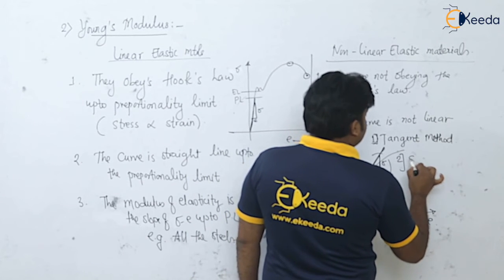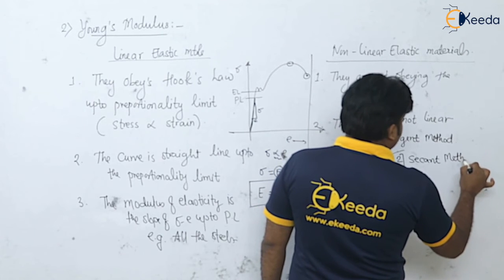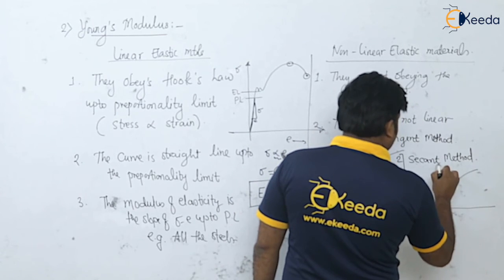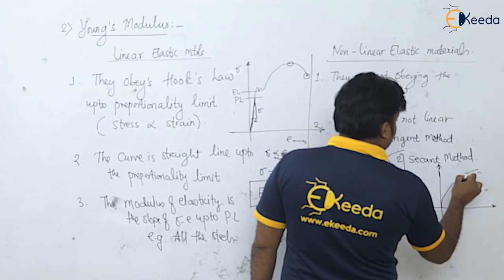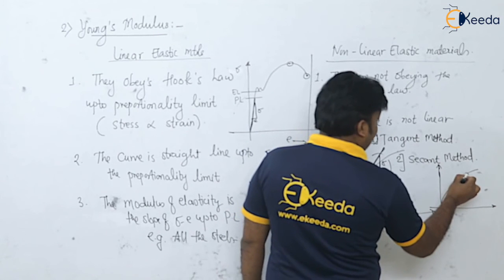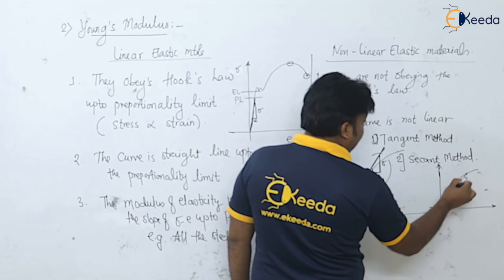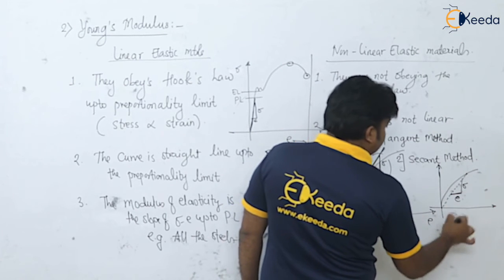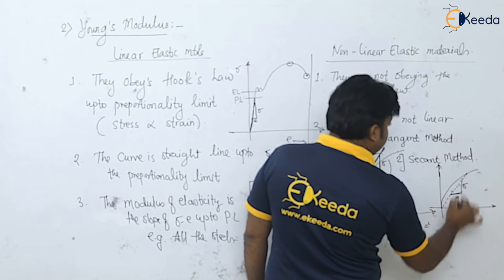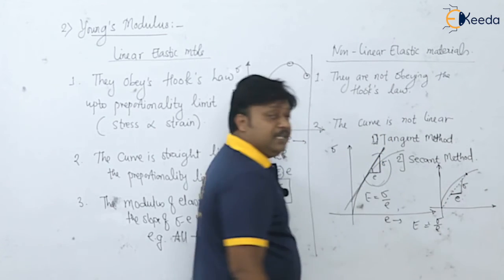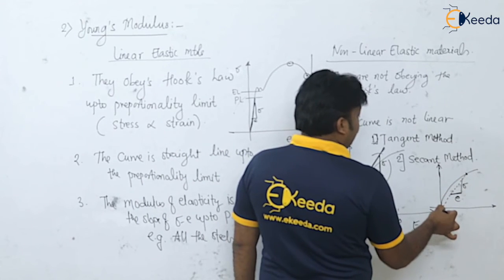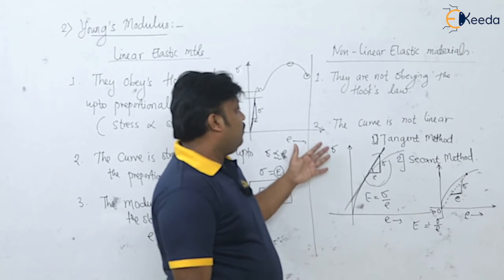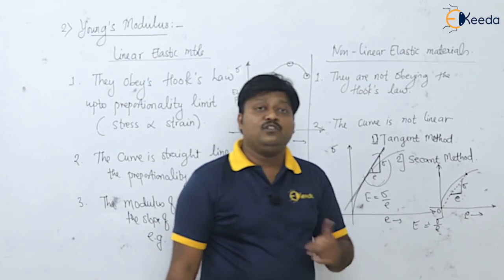Or the other method you have, that is the secant method, isn't it? In the secant method, what are we going to do? If this is the curve for the stress strain diagram, at any point where you want to measure the modulus of elasticity, from that point you join to the origin, and you take the slope of that line, that is sigma upon e, and you will get the modulus of elasticity with the secant method. Any point where you want to find out the value of Young's modulus, you attach that point to the origin, isn't it? You will get the Young's modulus. So these are the two techniques for these non-linear curves to find out the modulus of elasticity.